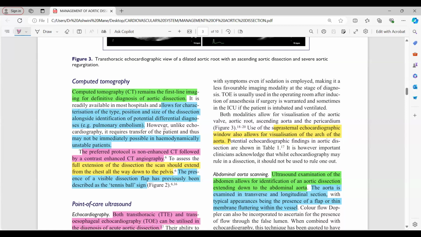For example, pulmonary embolism. However, unlike echocardiography, it requires transfer of the patient and thus may not be immediately possible in hemodynamically unstable patients. The preferred protocol is non-enhanced CT followed by contrast enhanced CT angiography. To assess the full extension of dissection, the scan should extend from the chest all the way down to the pelvis. The presence of a visible dissection flap has previously been described as the tennis ball sign.